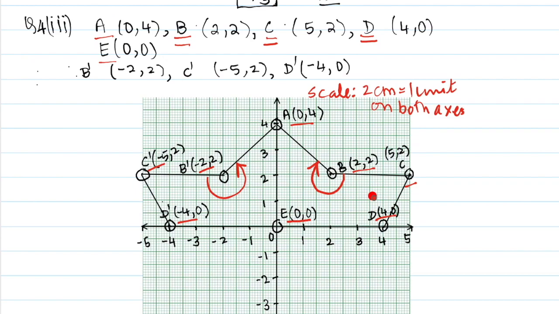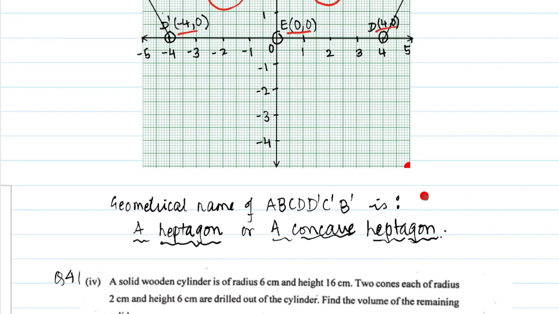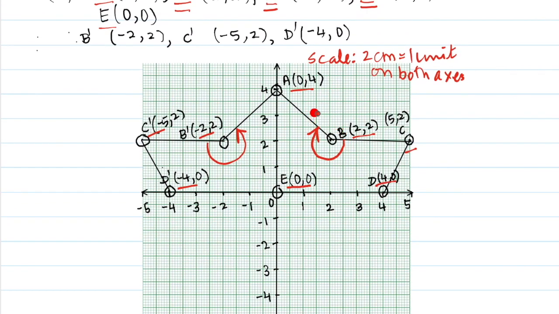Alright, now this one is for 3 marks. So your concave heptagon, that will be your 1 mark. And to draw the points properly and to reflect them properly, joining up, that will give us another mark. Of course, if you don't write the scale, you do not write x-axis, y-axis here, then 1 mark can go. Alright, so keep that in mind when you are working on a graph question.